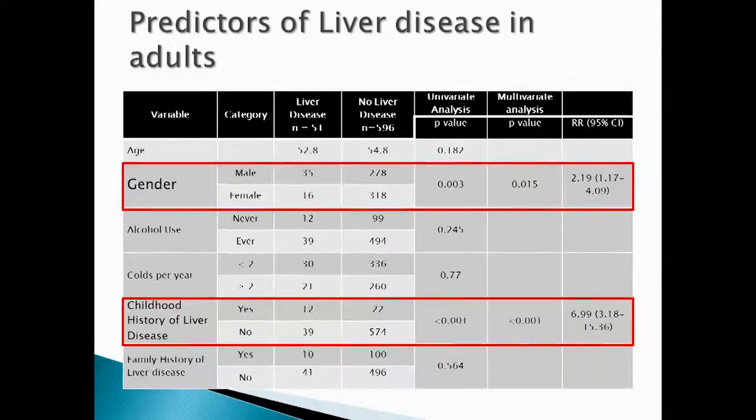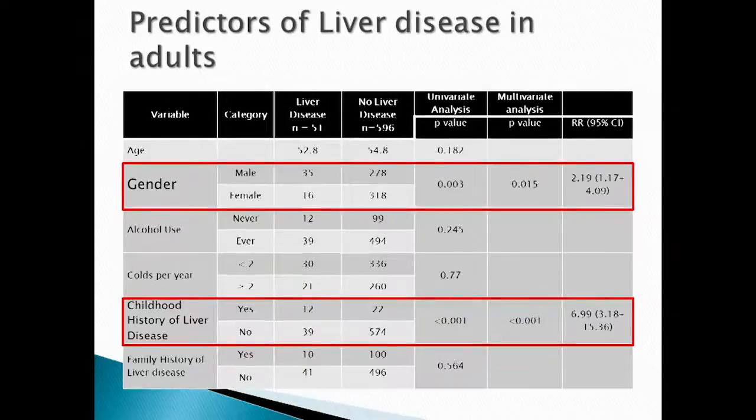So the predictors of adult liver disease, men seem to be at more risk. I'm not sure that's uniform. We found that. Everybody else seems to have found that. There's something about being male that makes you at more risk for liver disease from Alpha-1. And in this study, looking back, individuals who've had childhood history of liver disease or jaundice tended to have more liver disease as adults.